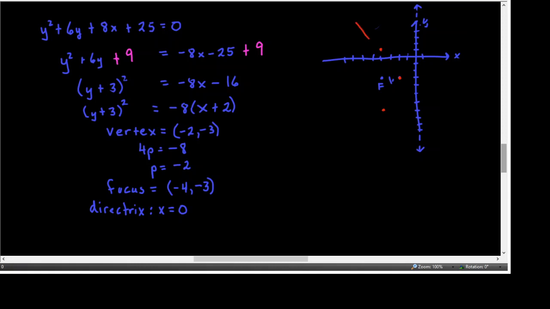So I'm going to do my best to draw a parabola that passes through those 3 points. And it should be a curve, not a line, so be careful as you draw it. So let's look at example 2, part B.